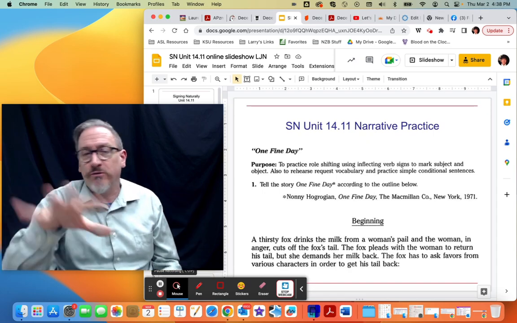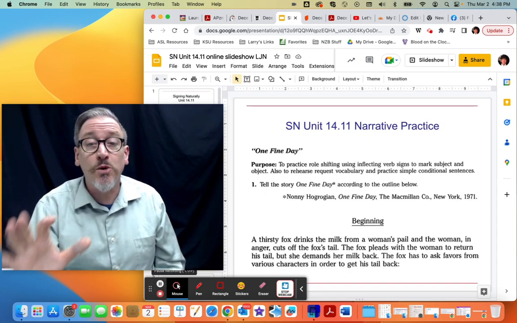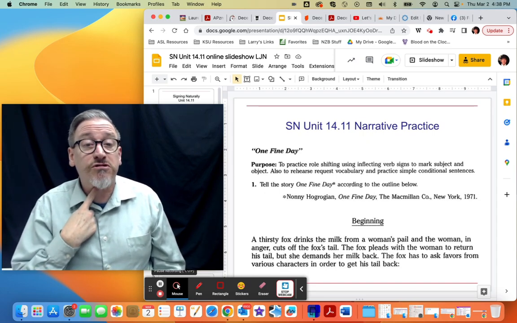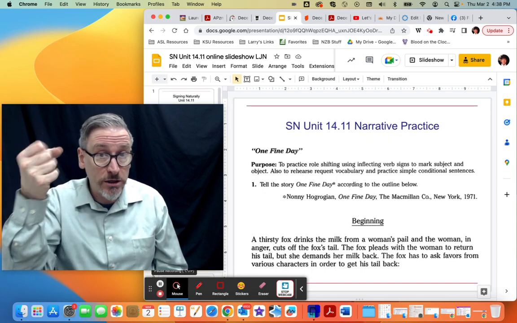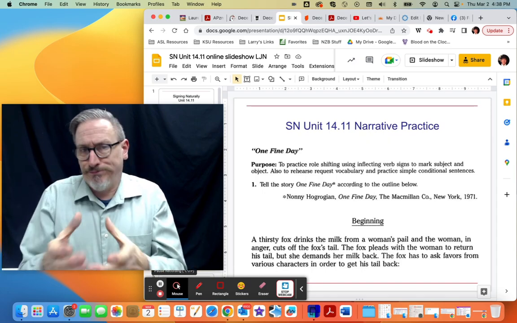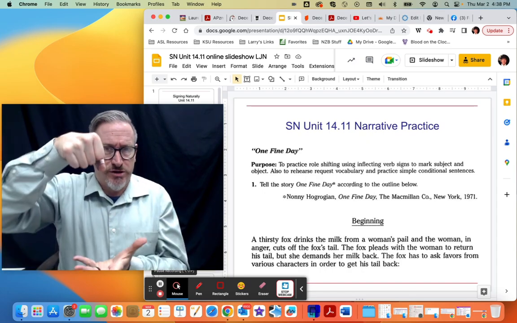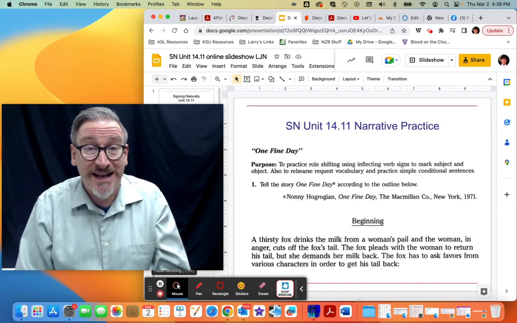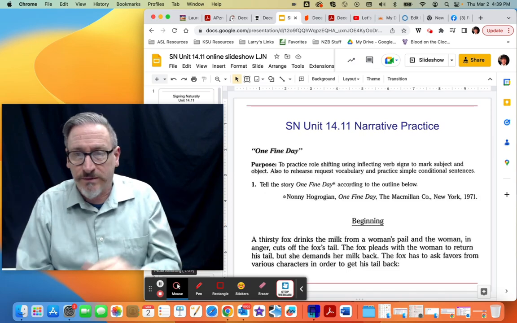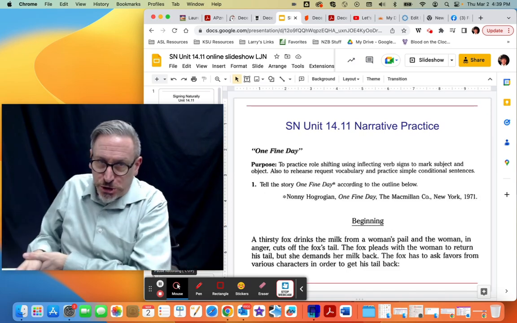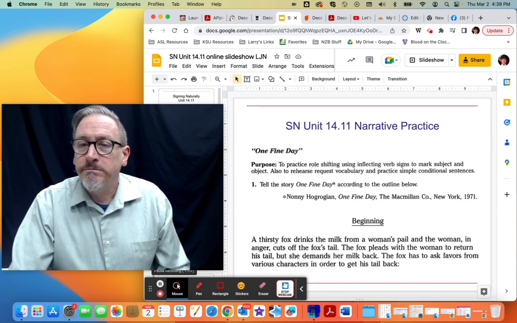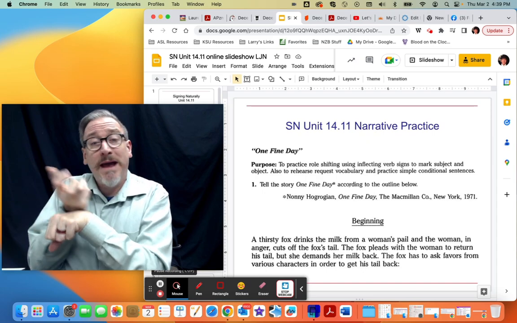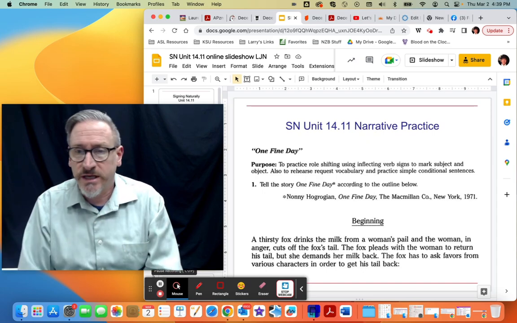Thirsty Fox drinks the milk. You can read all this. Fox, F, like a nose, thirsty fox, milk, pail, describe it. The farmer's wife cuts off the fox's tail, chop, however, she draws her sword, lightsaber. Here's a sign for beg. Where's the bottom hand? Beg, right? Please, please, please.